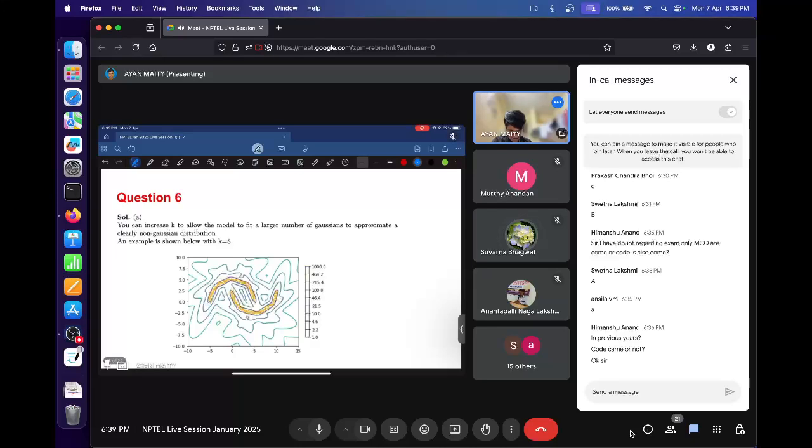For example, if we use k equals 8, this will be one cluster, this is one cluster, this is one cluster, and this is the final cluster. So there will be 8 such clusters. If we can increase the value of k sufficiently, it will be able to fit the data points really well.